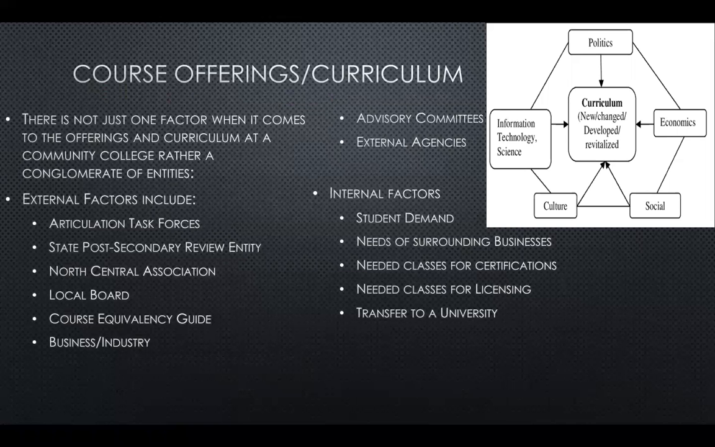Course offerings / curriculum. There's not just one factor when it comes to the offerings and curriculum at a community college, but rather a conglomerate of entities. External factors include Articulation Task Force, State Post-Secondary Review Entity, North Central Association, Local Board, Course Equivalency Guide, Business Industry, advisory committees, external agencies. Internal factors include student demand, need of surrounding businesses, need of classes for certifications, and needed classes for licensing and transfer to a university.